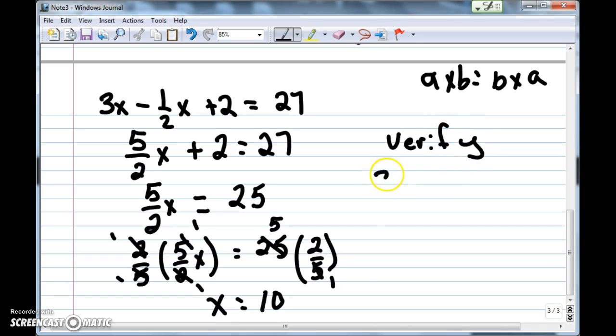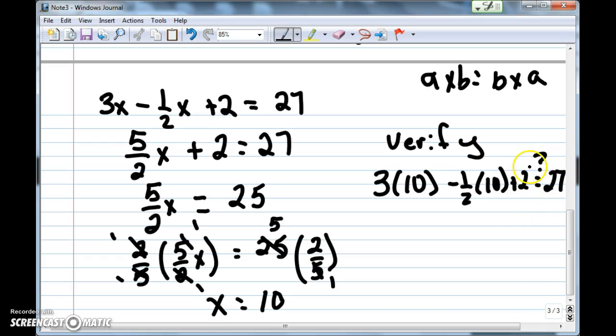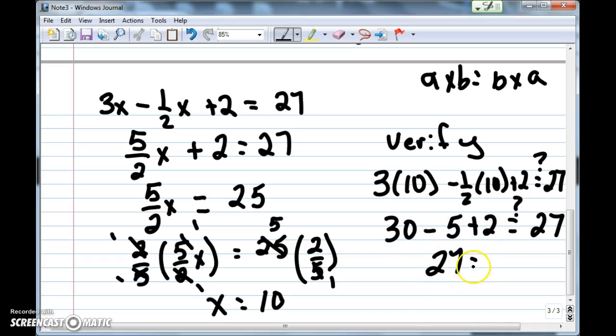So 3 times 10 minus a half times 10 plus 2, does that equal 27? And we don't know. We want to check. 3 times 10 is 30, minus a half times 10 is 5, plus 2, does that equal 27? And 30 minus 5 is 25, plus 2 is 27, and 27 equals 27, so I know I have the correct solution.